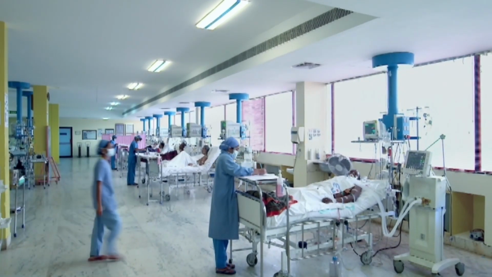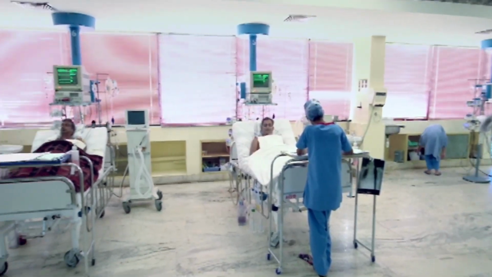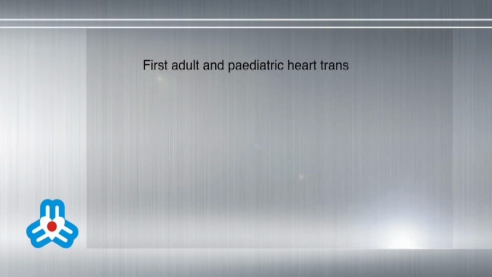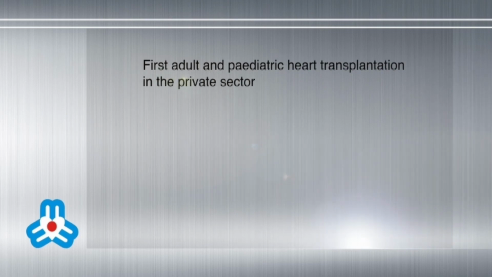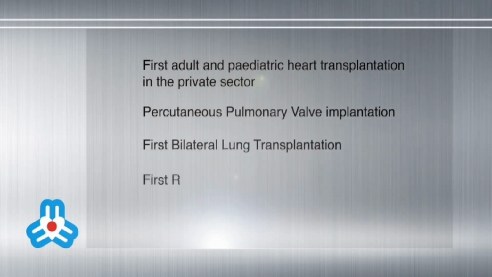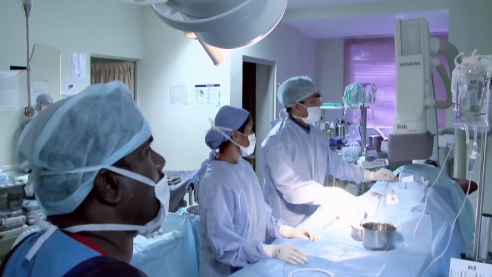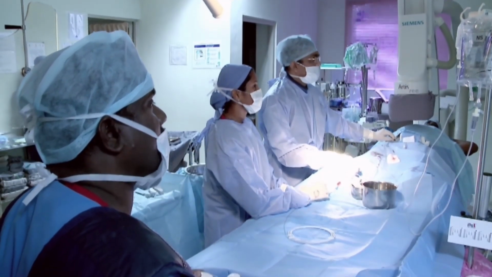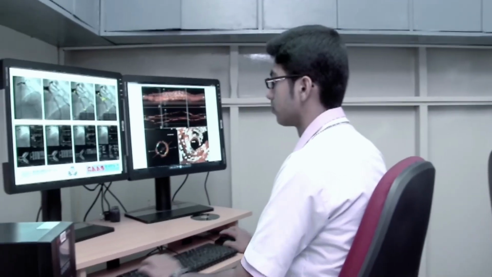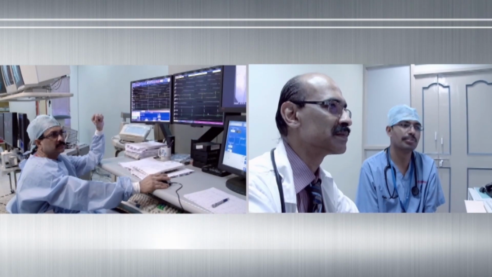The Institute of Cardiovascular Diseases, ICVD, at Triple M has many firsts to its credit, including the first adult and pediatric heart transplantation in the private sector, percutaneous pulmonary valve implantation, first bilateral lung transplantation, first Ross procedures, first Batista procedure, and so on. The Institute is made up of several departments, including departments for adult and pediatric cardiology and surgery, and a department for cardiac rehabilitation. It is also home to some of the finest cardiac specialists in India.